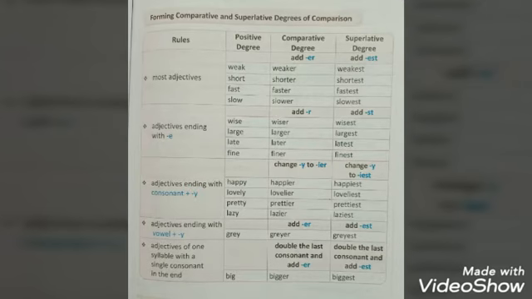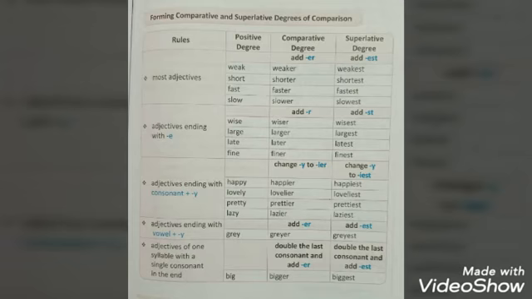We add er and est to most of the adjectives. For example, weak, weaker, weakest, short, shorter, shortest, fast, faster, fastest, slow, slower, slowest. For most of the adjectives ending with e, we add r and st in the superlative degree. For example, wise, wiser, wisest, large, larger, largest, late, later, latest, fine, finer, finest.